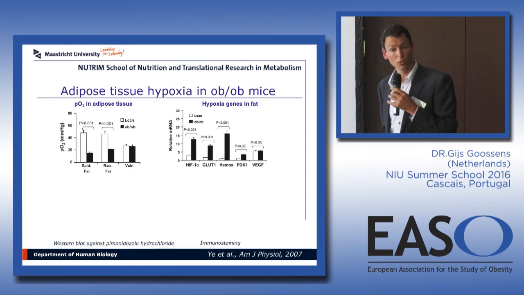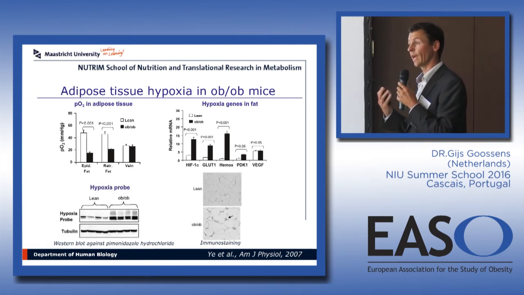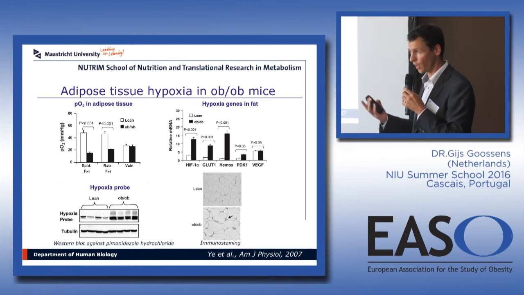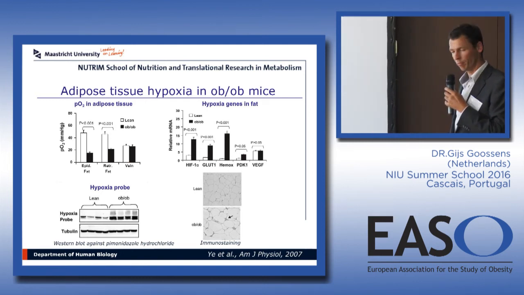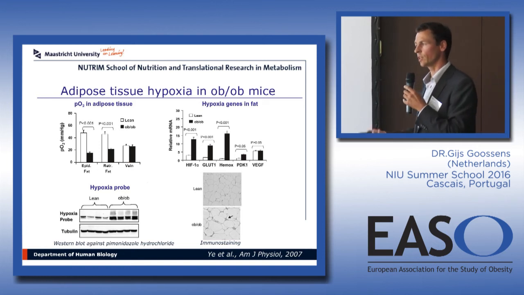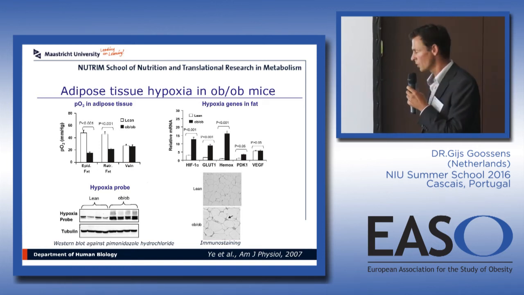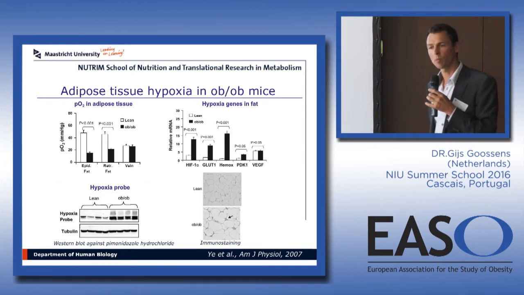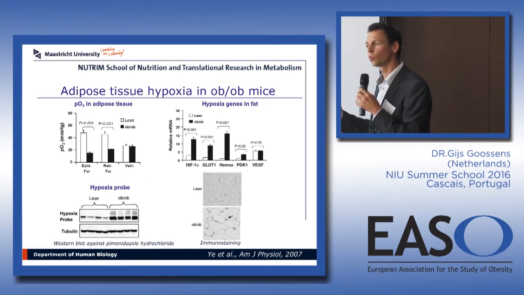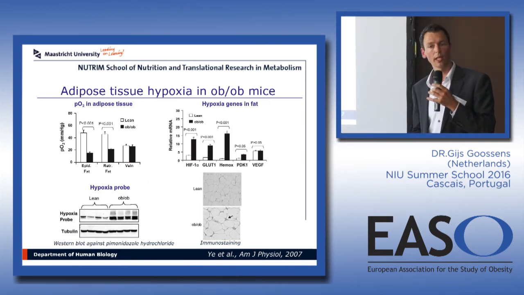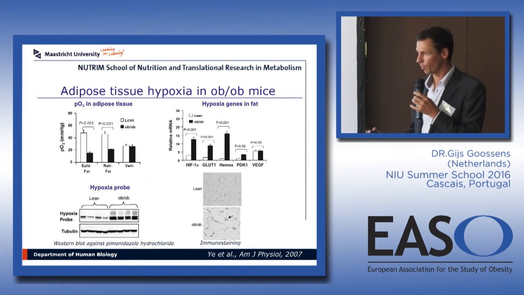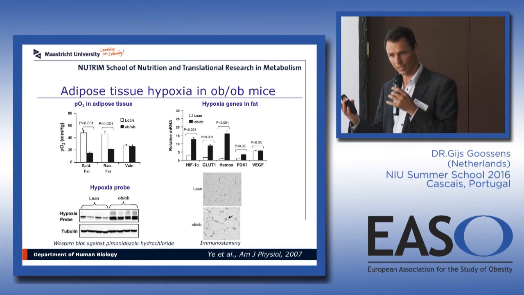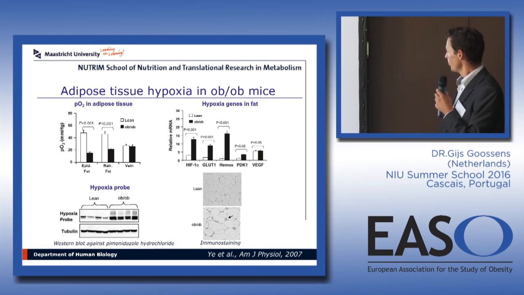And they also used pimonidazole hydrochloride, which is actually an agent that forms adducts against thiol groups that are formed under hypoxia. To put it simply, if there are hypoxic areas, it will be stained by this agent, pimonidazole. And indeed, both by Western blotting and also by immunostaining, these authors could demonstrate that there are more hypoxic areas in the adipose tissue of the obese as compared to the lean animals. And around 3 other animal studies to date have indeed demonstrated that there is adipose tissue hypoxia in obesity, so in animal models. But what about humans?